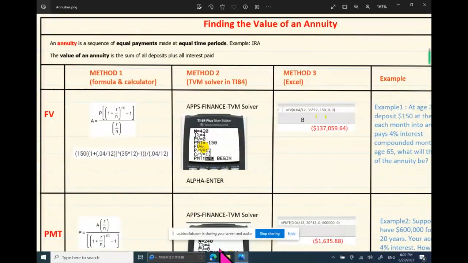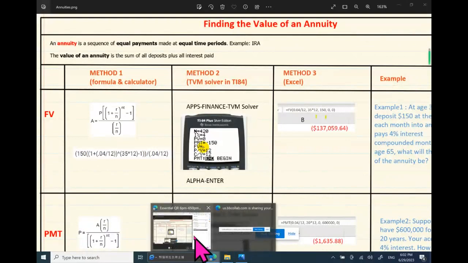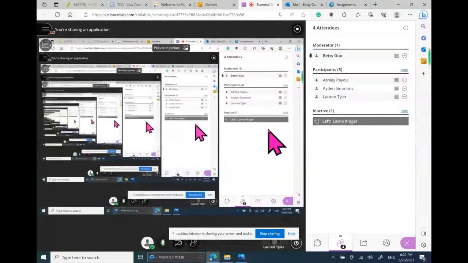By the way, we have two types of annuity in reality. One is ordinary annuity. The other type of annuity is annuity due. In our book, our section, we only cover ordinary annuity. Then what's the difference between ordinary annuity and annuity due?